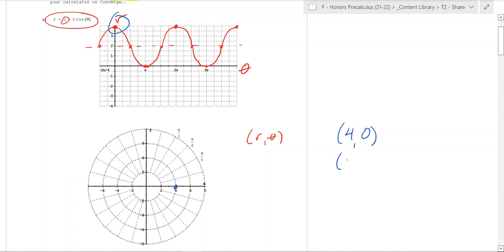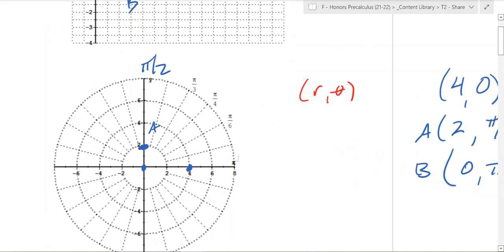And then the next point is at pi over 2, which is right here. This second point, we'll call point A. Point A has an r value of 2 at pi over 2. So what's that angle going to be? Pi over 2 is right here. So there's your point A. And then we'll call that point B right there. That's 0 comma pi. When you had a theta value of pi, r was 0.